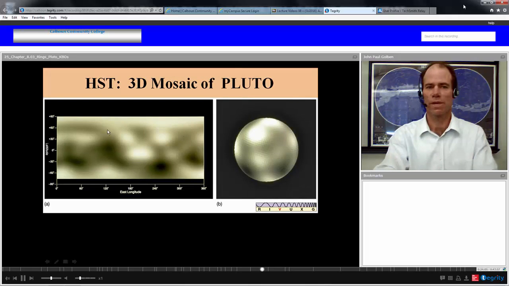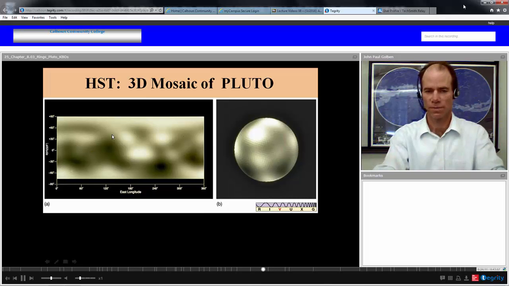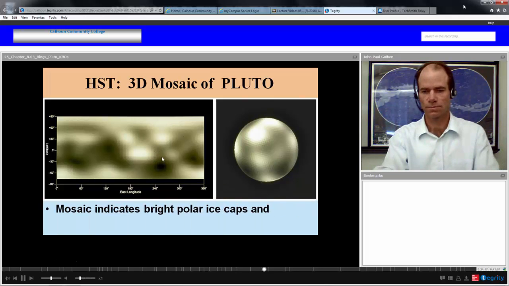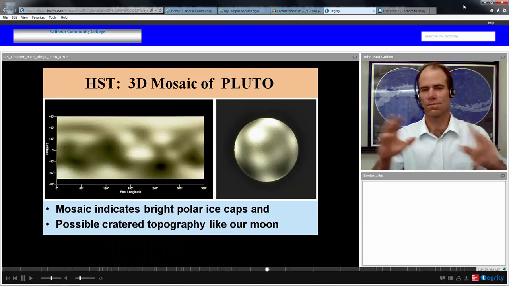Here's a Hubble Space Telescope 3-dimensional mosaic of Pluto, kind of extended outward, and we can see that there are indentations and lighter areas. This indicates at the top you see it bright, and at the bottom bright as well, so there are bright polar ice caps and possible crater topography like our moon, but it's really hard to garner much more than that from this picture, just light and dark.